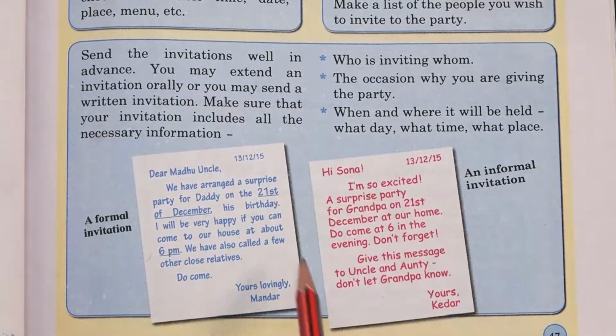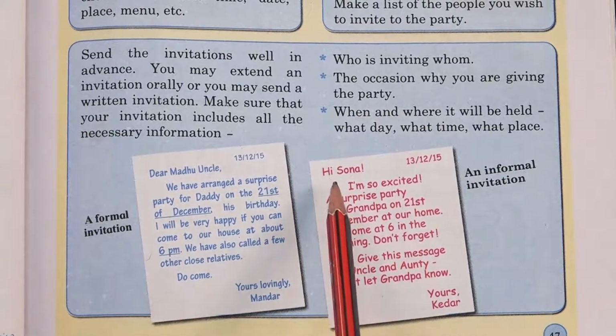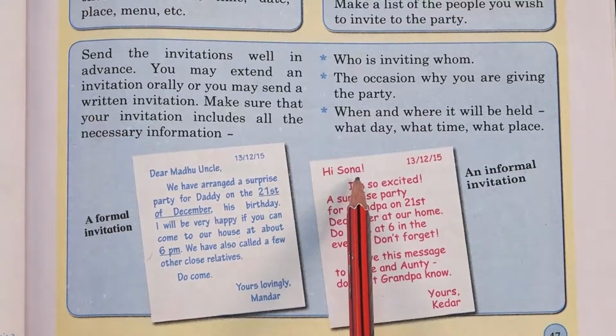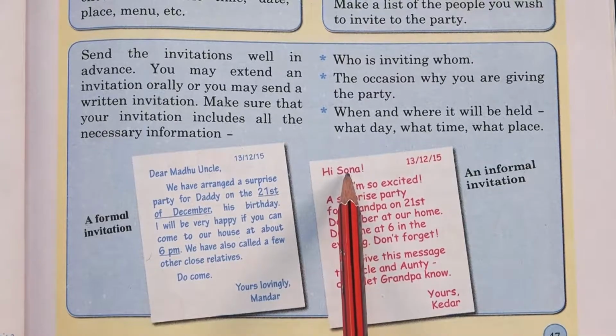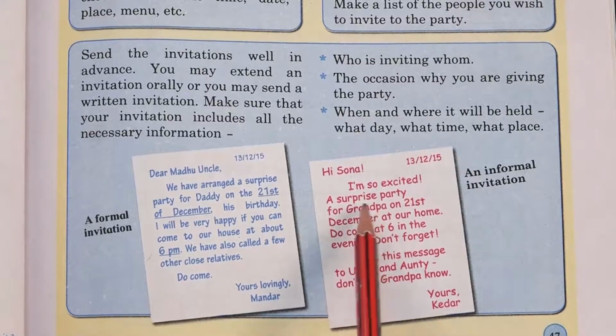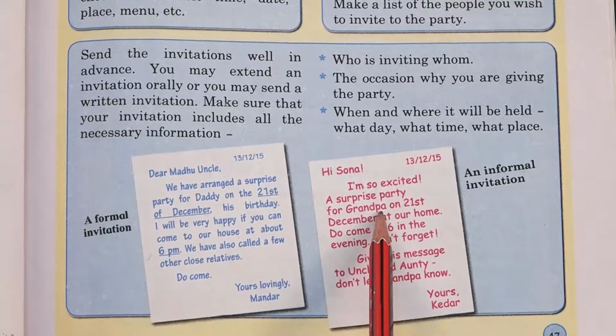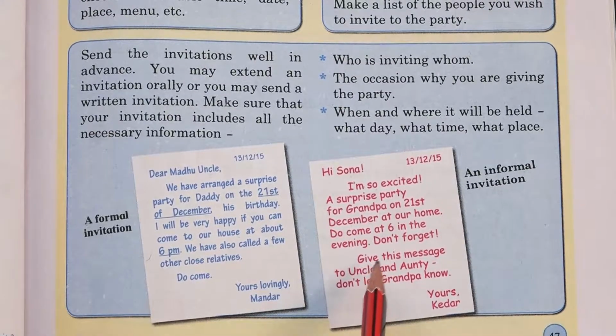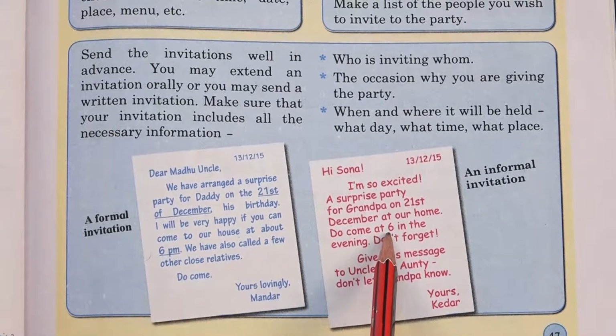Even in this informal invitation, we have given the name of the person who we are inviting. We have informed the person of the date and the purpose of the party. We have also informed of the place and time.